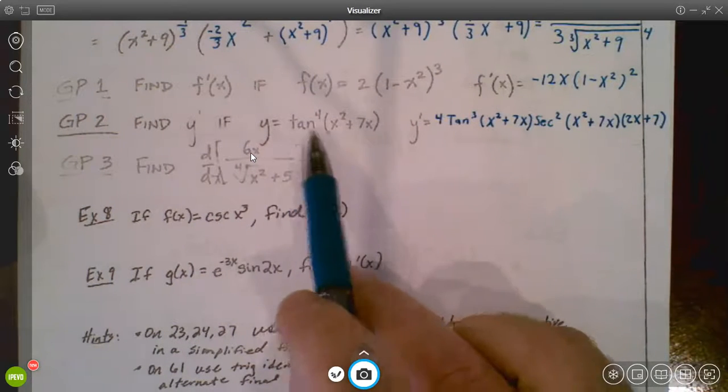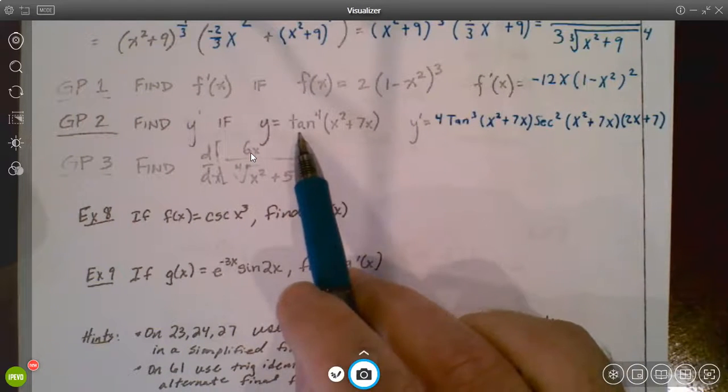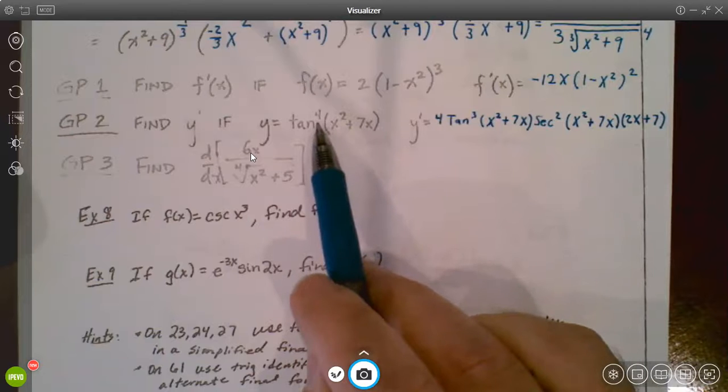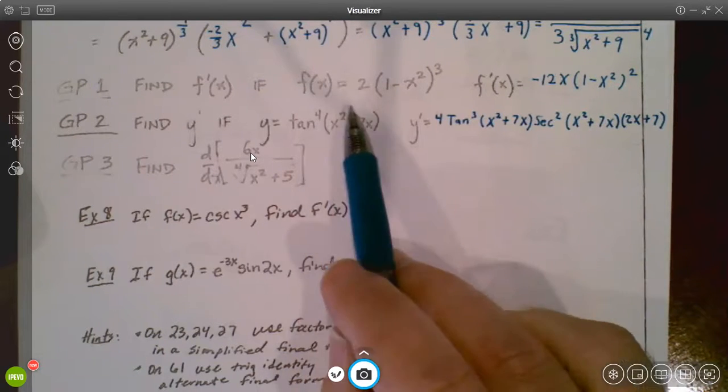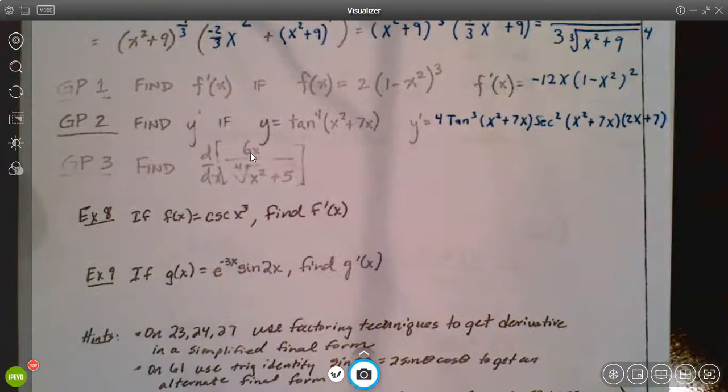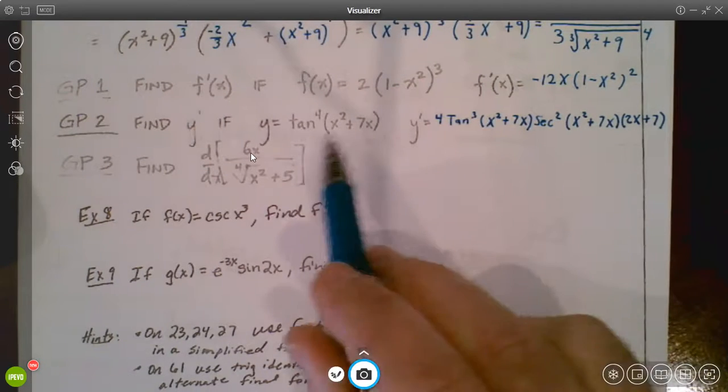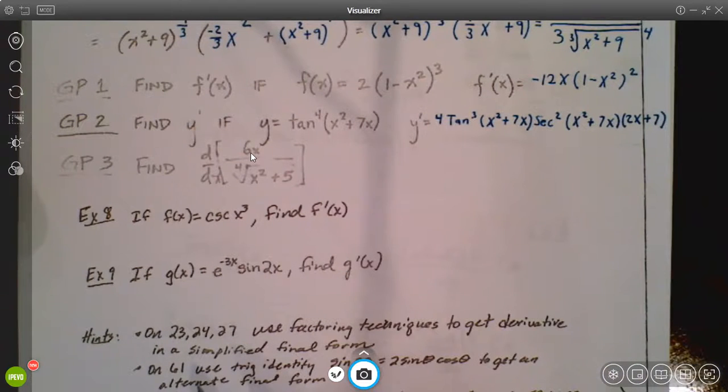Again, consider this whole thing, the way it would begin is the tangent of this all to the 4th power. So similar to the one that we did up above, you would start by multiplying the 4 to the front, leave the interior alone, subtract 1 from that exponent, and then proceed by doing the chain rule on what's inside of all of that.